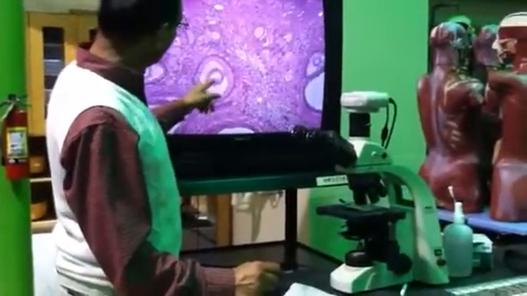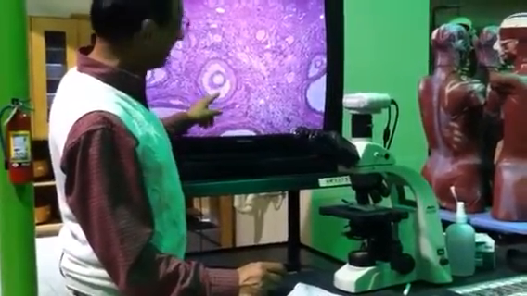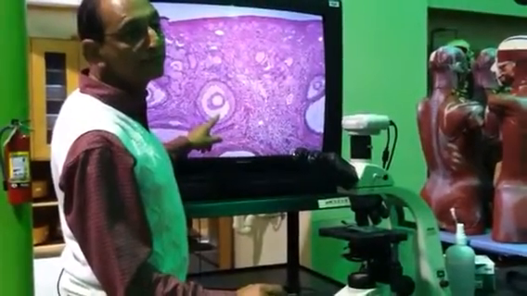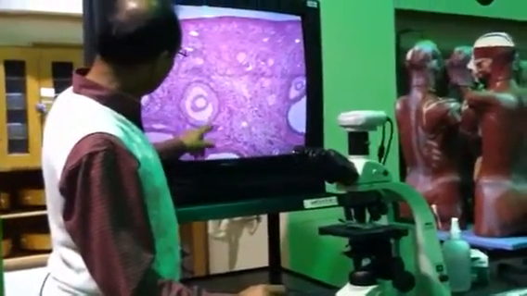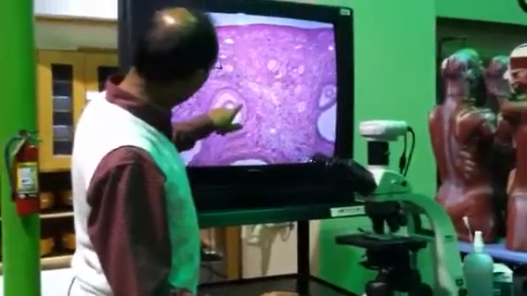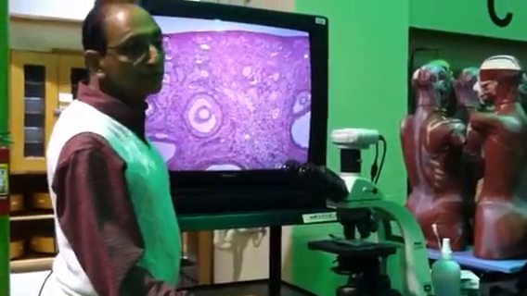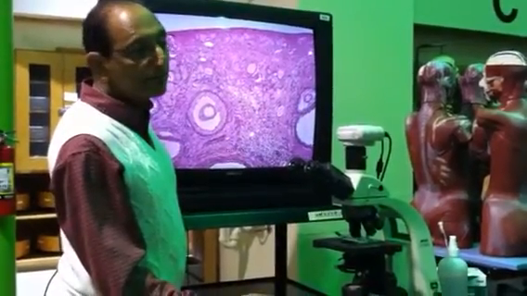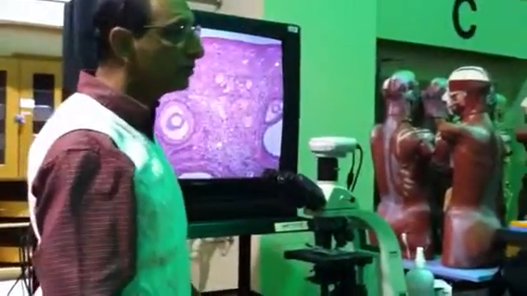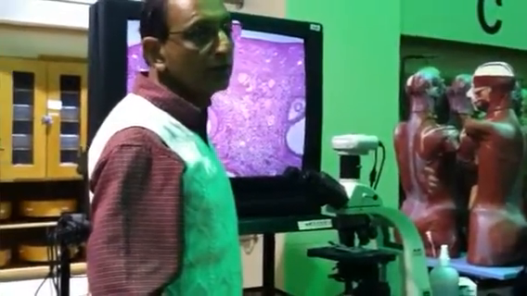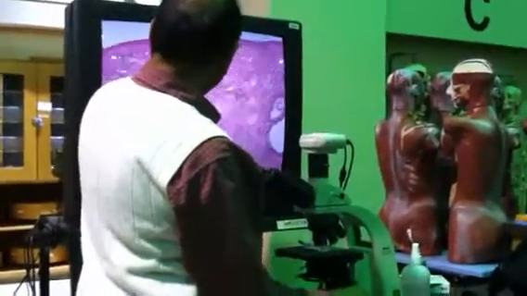In the secondary follicle, what is this area? Oocyte. What is this cavity? Antrum. And what is this follicle wall? In the follicle wall, what is the inner layer called? Granulosa. You didn't write down those things? That's granulosa. And the outer layer is called what? Theca. So it's a secondary follicle.